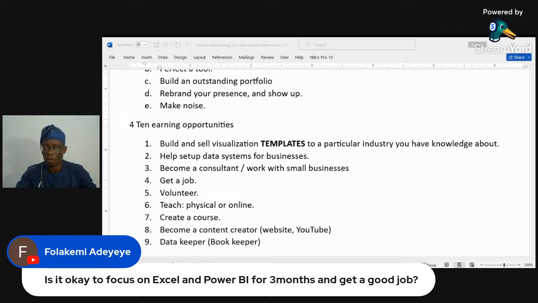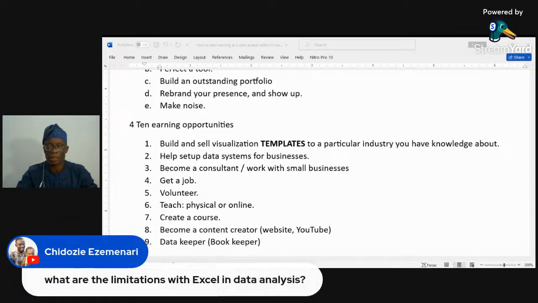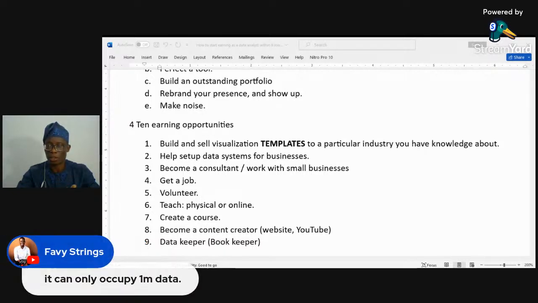Okay, we have answered. What is the limitation with Excel in data analysis? One of the limitations in Excel is the capacity. When you talk about big data, Excel may not be able to carry it very well. You look at SQL and other tools. So that's one limitation with Excel. Somebody answered that it can only occupy 1 million rows of data. Okay, thank you very much. I think that's the answer to that question.